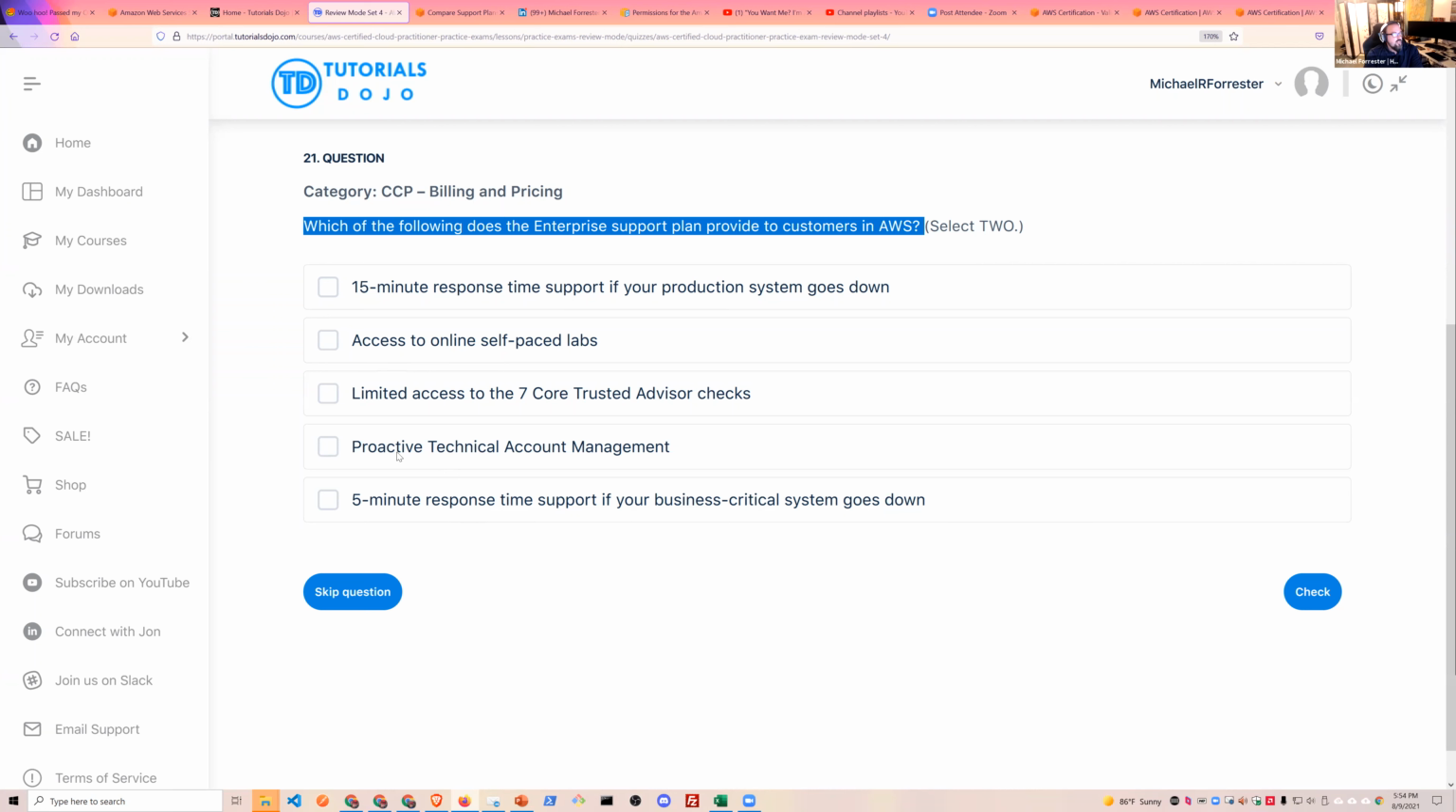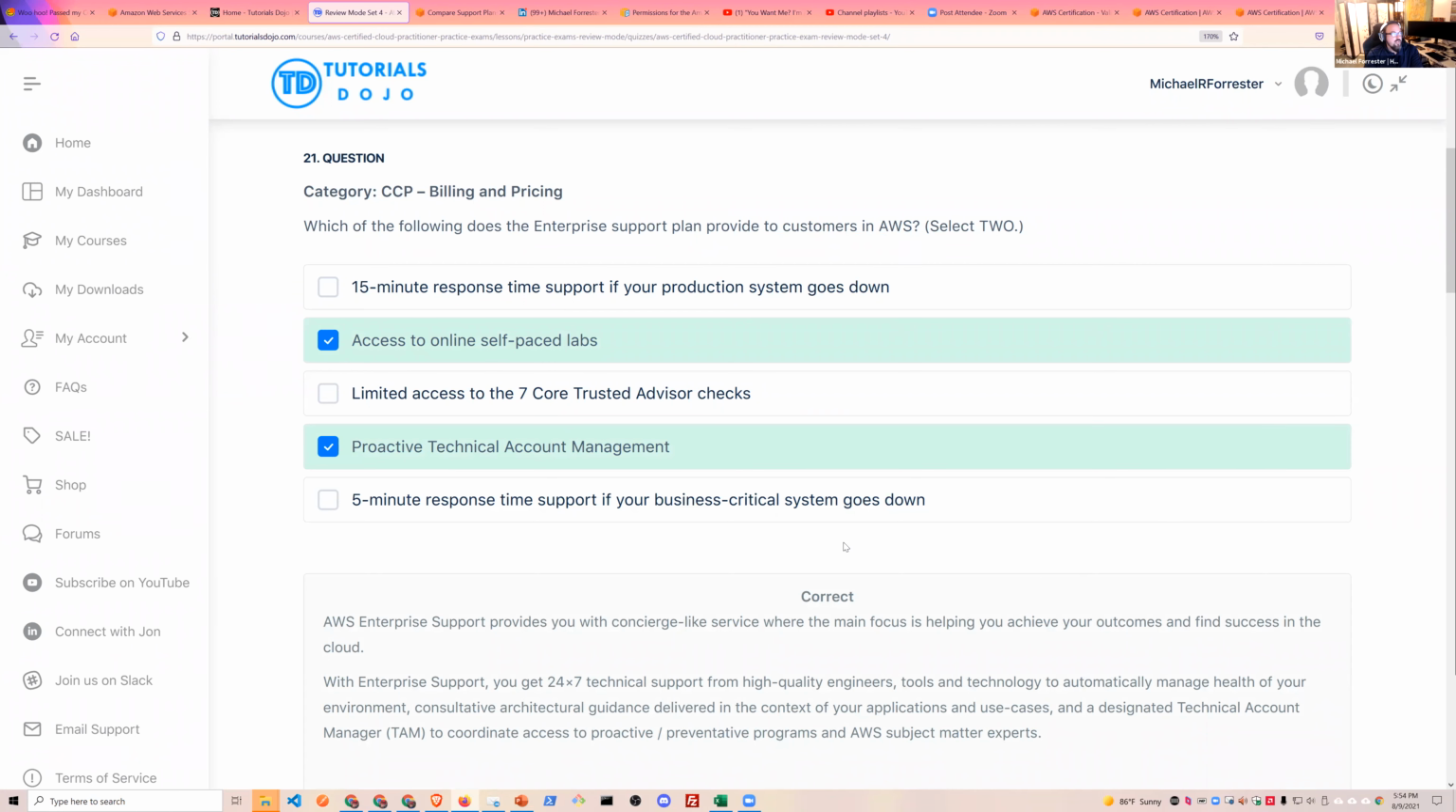Let's see, I see 2 and 4. So proactive TAM management, access to online self-paced labs. I see 4 and 2 there. All right, I'm gonna go with the crowd in this case, although I'm pretty sure at least one of those may be a challenge. All right, there we go.